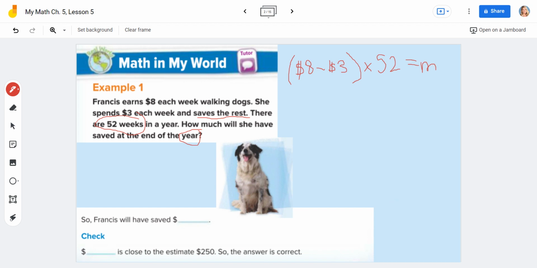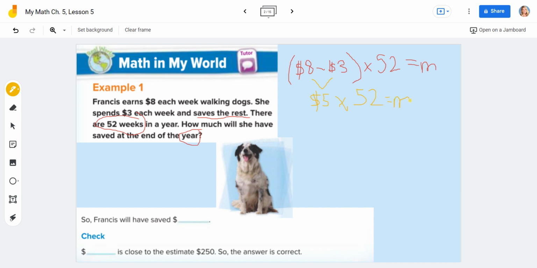So now I'm ready to solve my equation. So remember, to solve, you'll want to drop everything down. So $8 minus $3 leaves her with the $5 that she's going to save. Since I've used what's in parentheses, my parentheses disappear, and I drop down that 52.